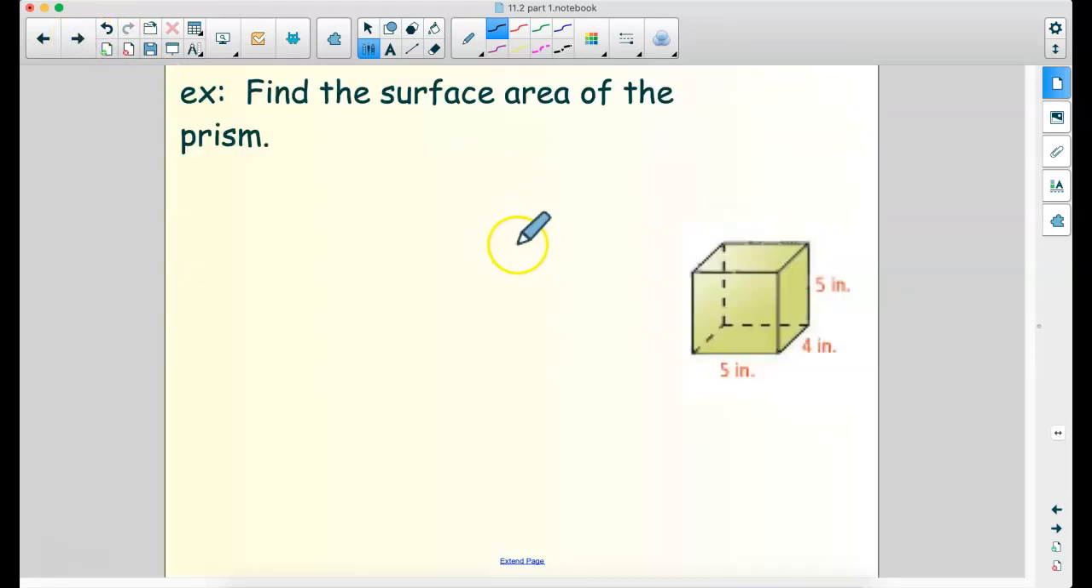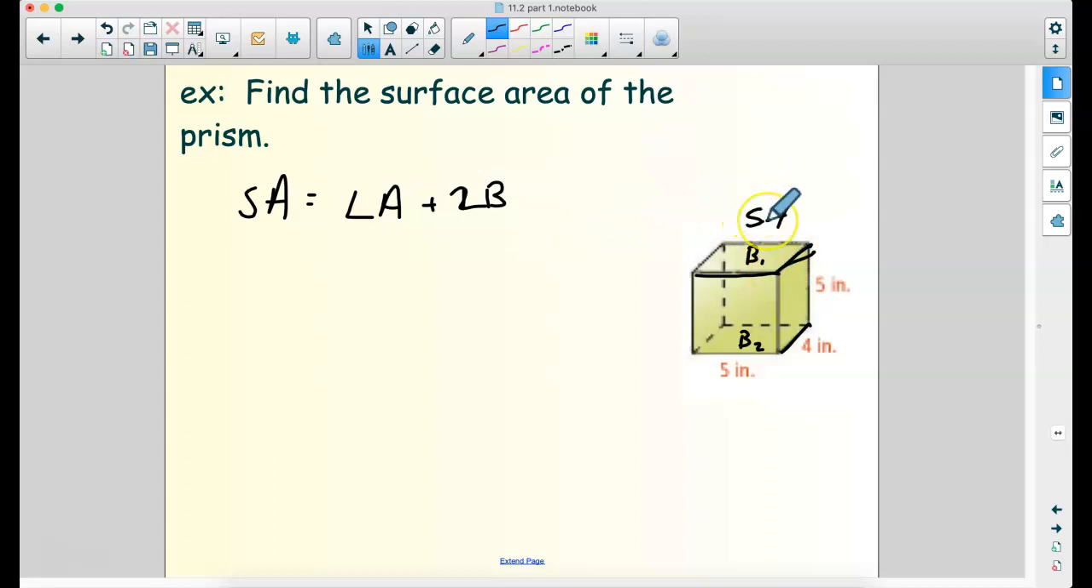So let's do some examples. Find the surface area of the prism. In this case, doesn't matter which one we call the bases because they're all rectangular. So let's call this base 1 and this bottom here base 2. So the surface area, remember, is the lateral area plus 2 times the area of each base. So let's find each base first. This is a 5 by 4, because if this is 4, then this is 4. So 5 times 4 is 20. So we have 2 times 20.